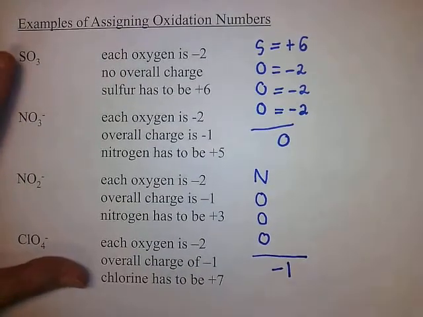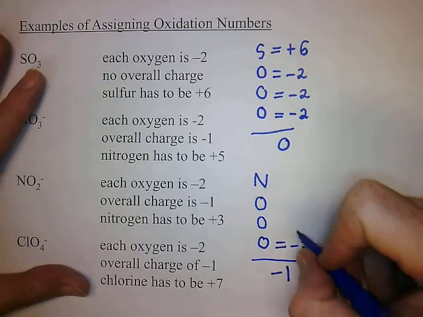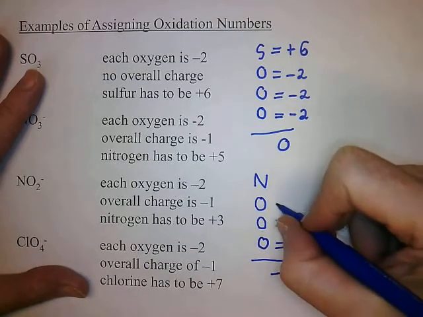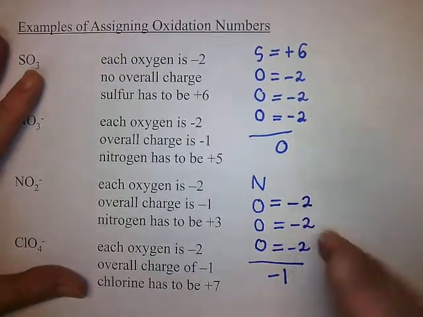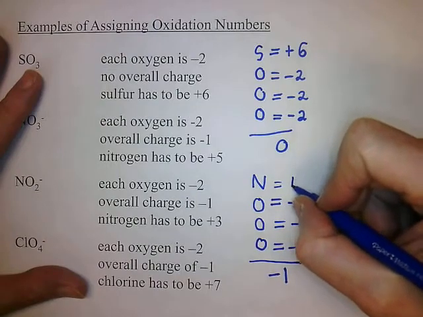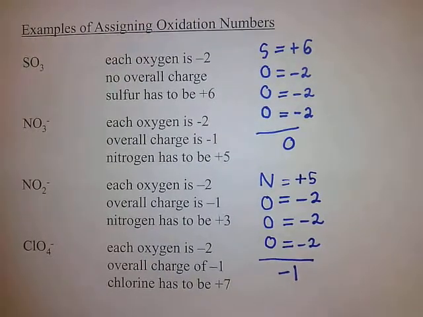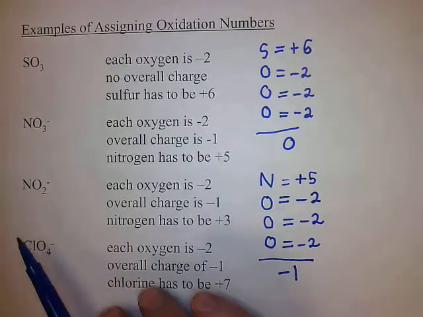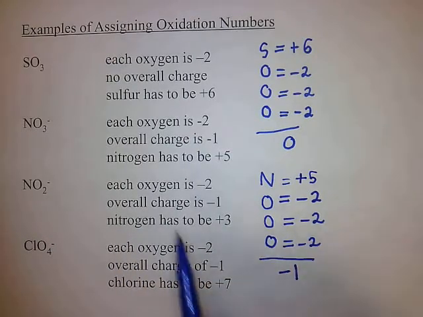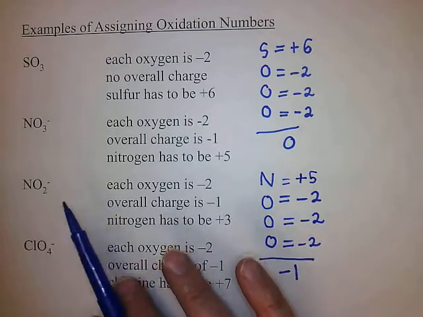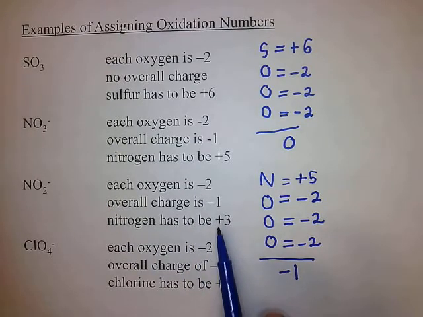If oxygen is almost always -2, that means to make all that add up to -1, the nitrogen is +5. Now the next example is nitrite. We follow a similar logic, just take away one of your oxygens. It's NO2 minus as opposed to NO3 minus, so your nitrogen has to have an oxidation number of +3.